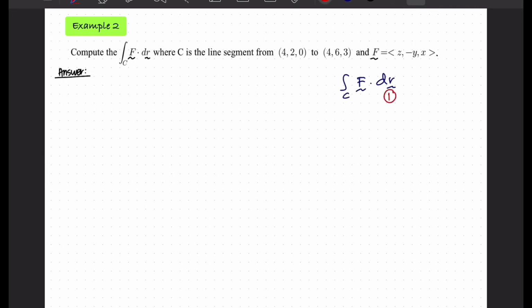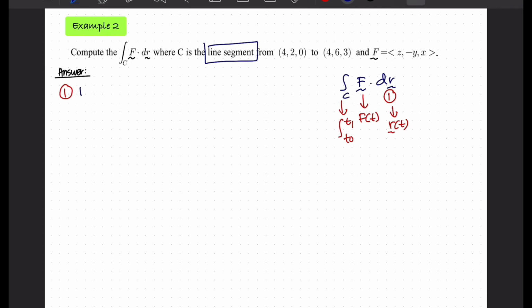The first step is to find dr. You must find r(t) first, then F(t), and after that the limits from t0 to t1. For this question, r(t) is not given, so you must calculate r(t). For a line segment, you can refer to the previous lesson about parameterization.